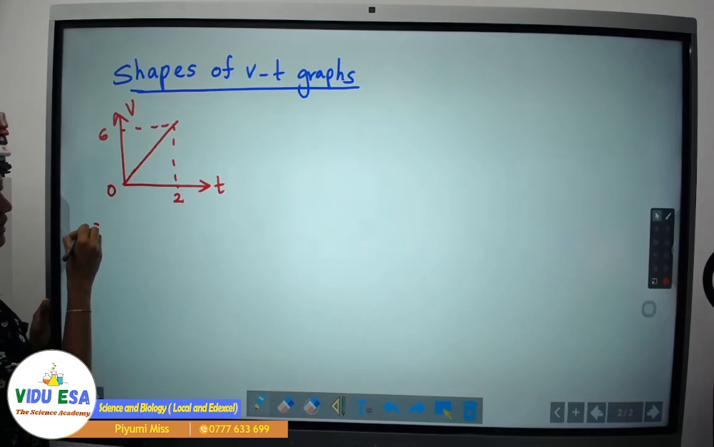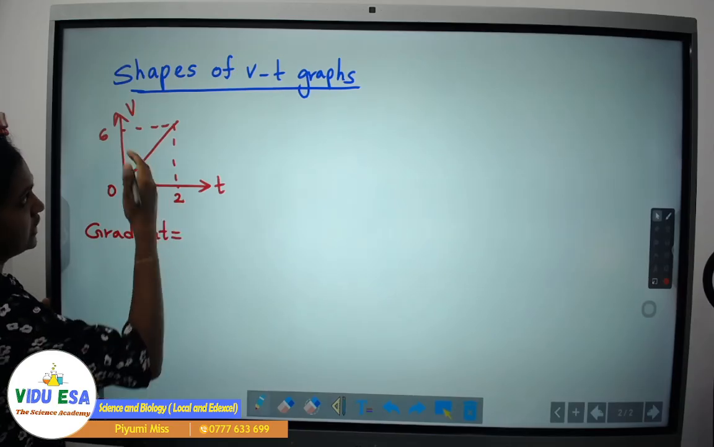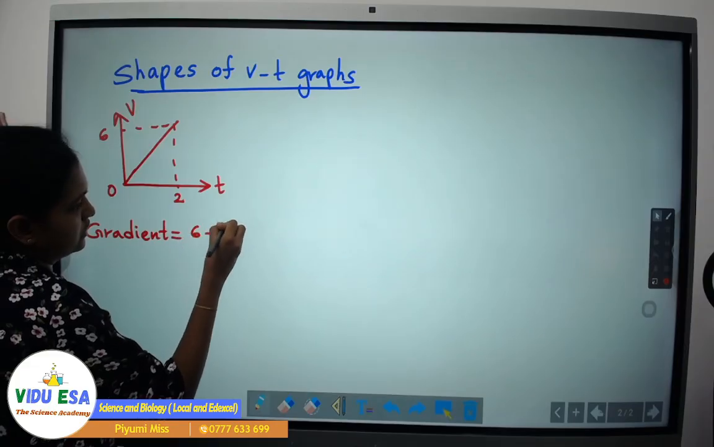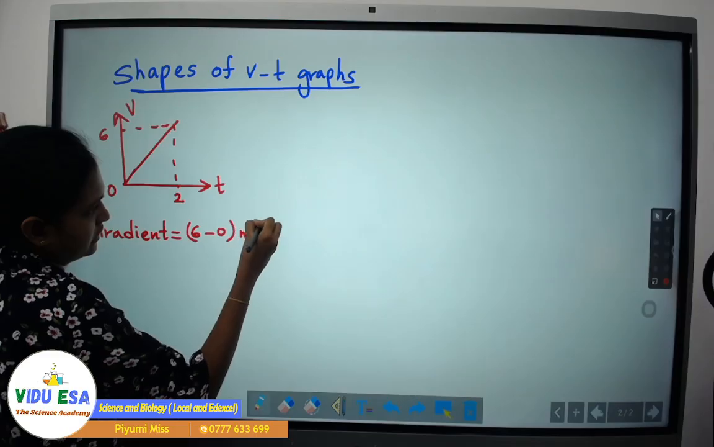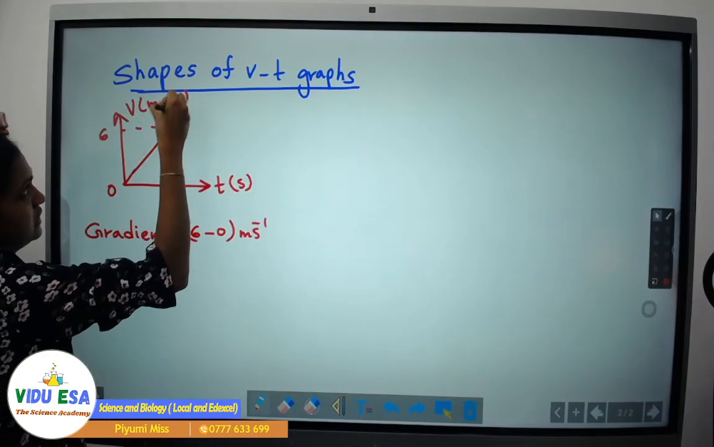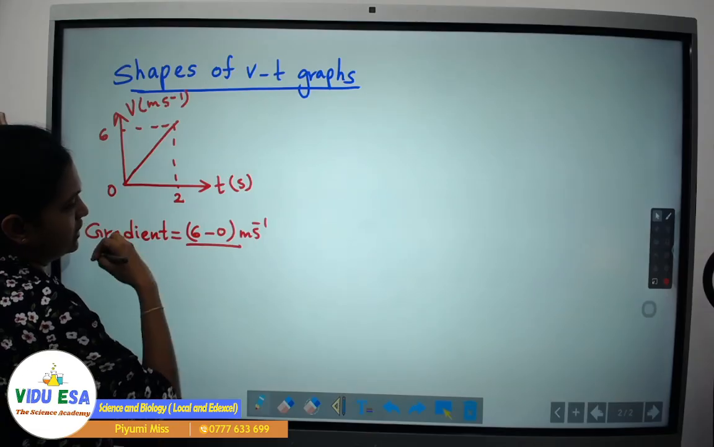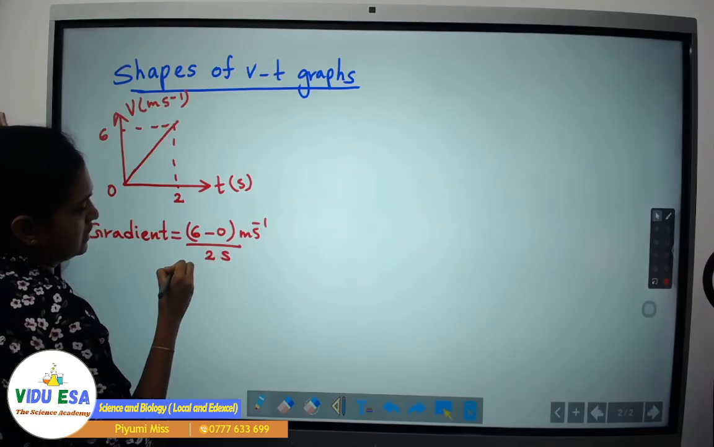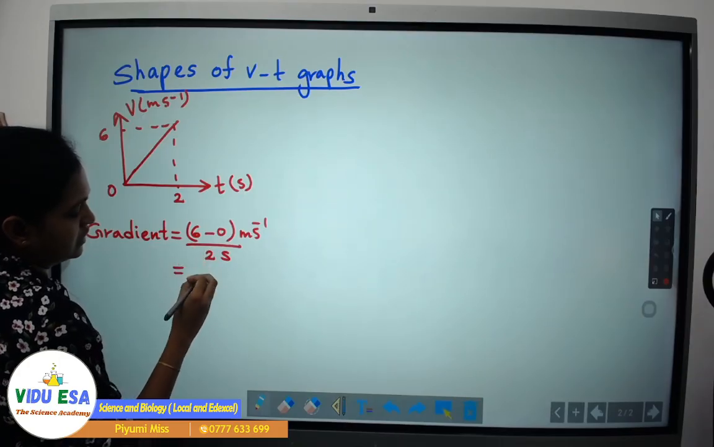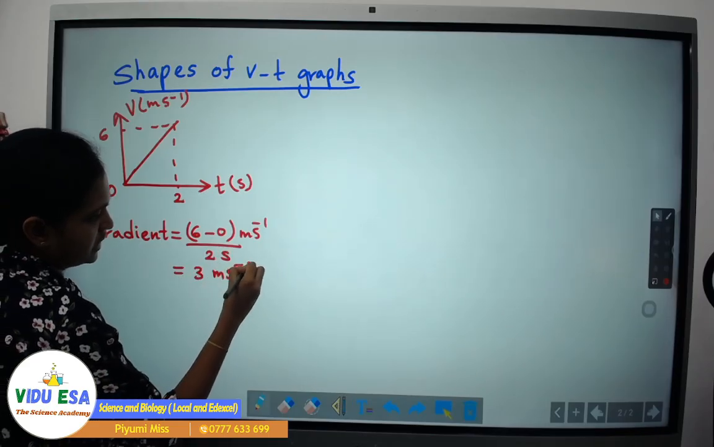When you are taking the gradient, that is the difference in y coordinates, that is velocity. So 6 minus 0, m s^-1. Here this is in seconds and this is in meters per second. Then divided by time, which is 2 minus 0, that is 2 seconds. So the answer is a positive one. 6 divided by 2, that is 3. m s^-1 divided by seconds, that is m s^-2.